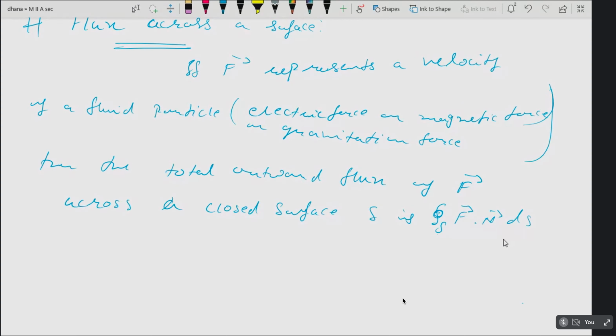So, what do you mean by flux? Please answer. Am I audible or am I just going on talking like this? Please let me know whether I'm audible or not. Yes, ma'am, you are audible. Okay, then answer. I have written everything, but what do you mean by flux?